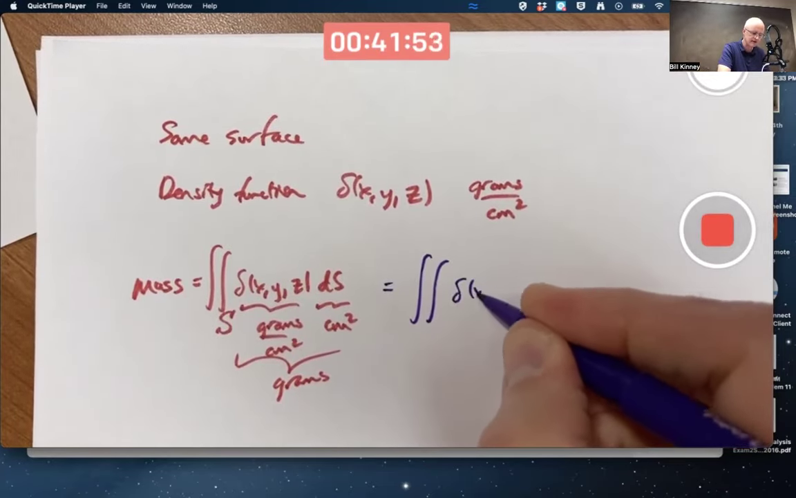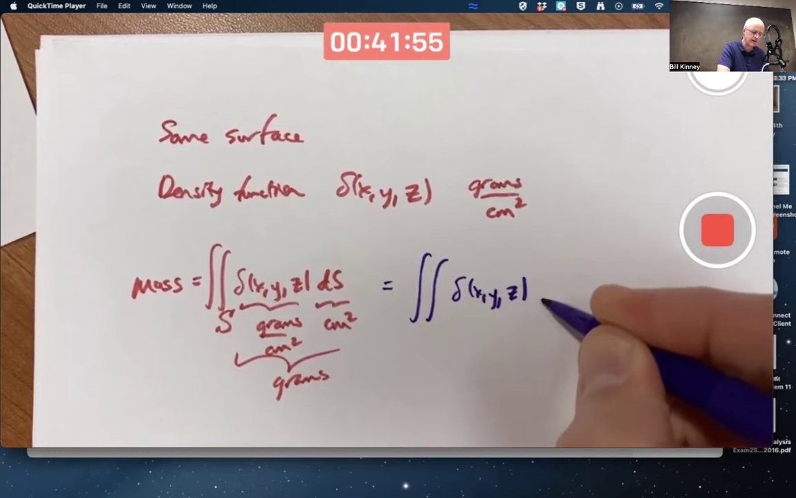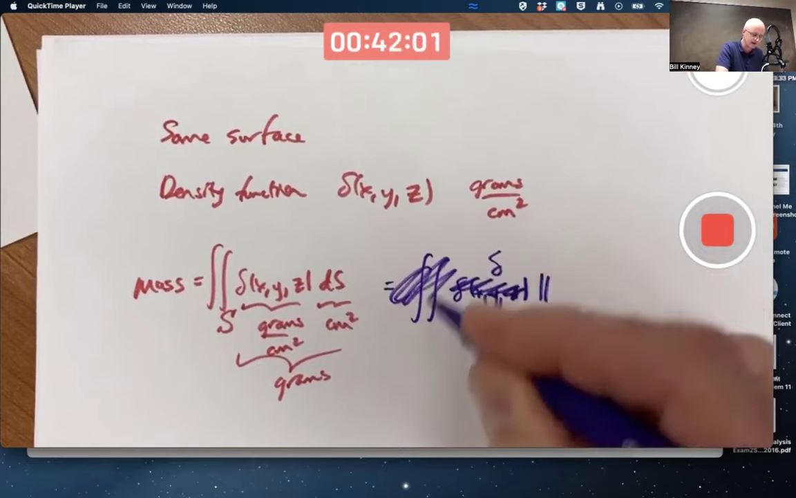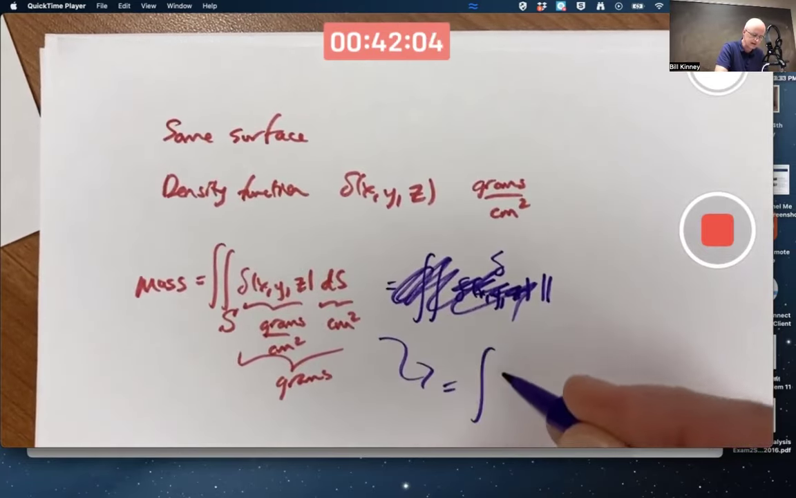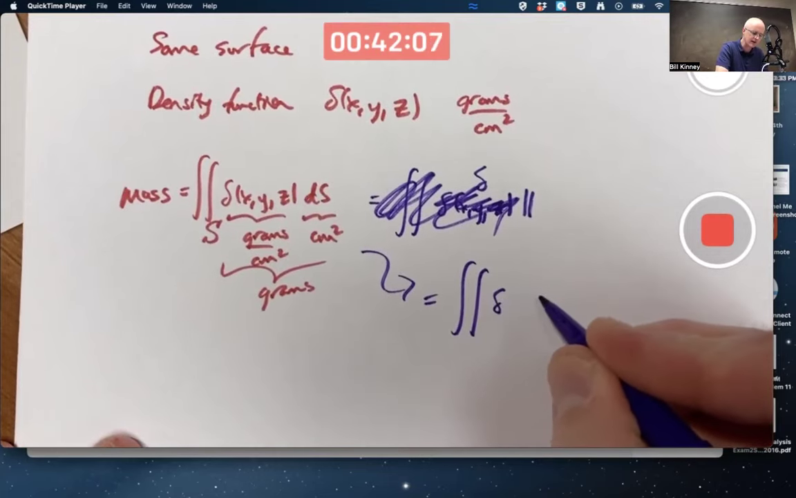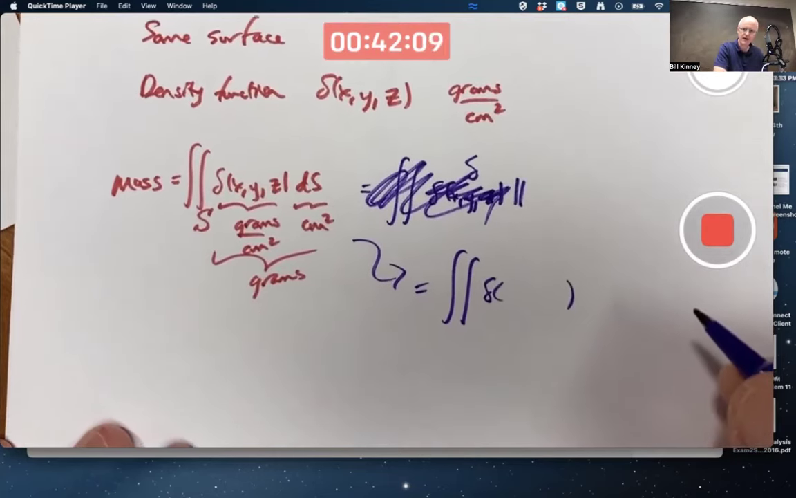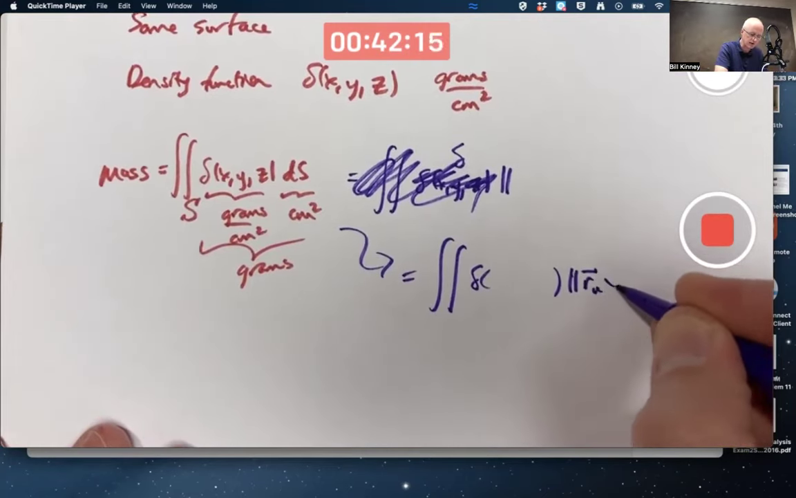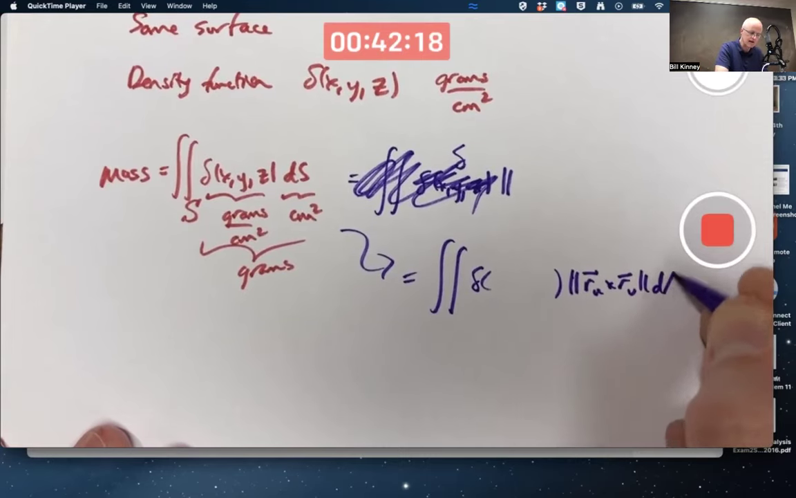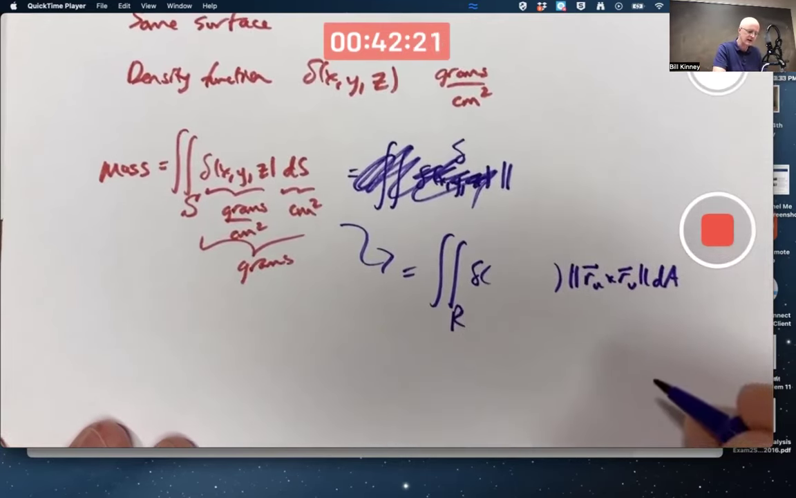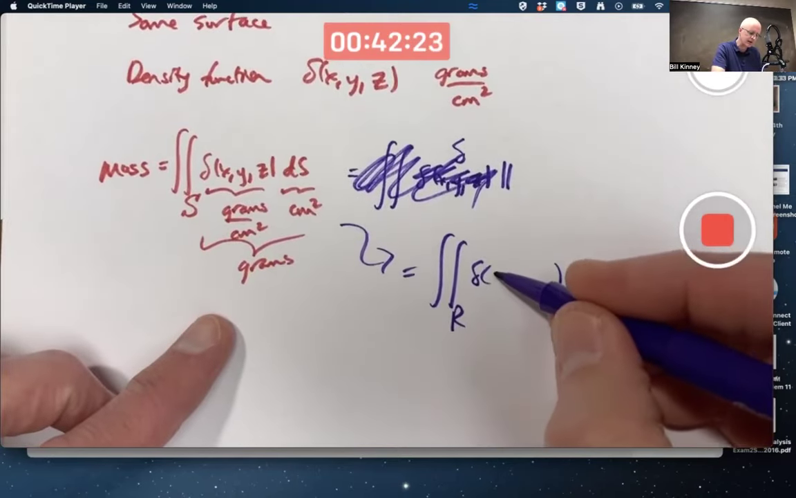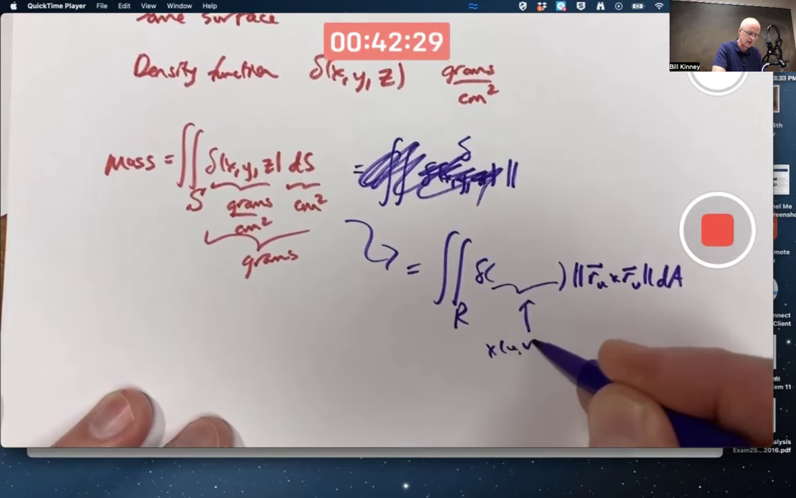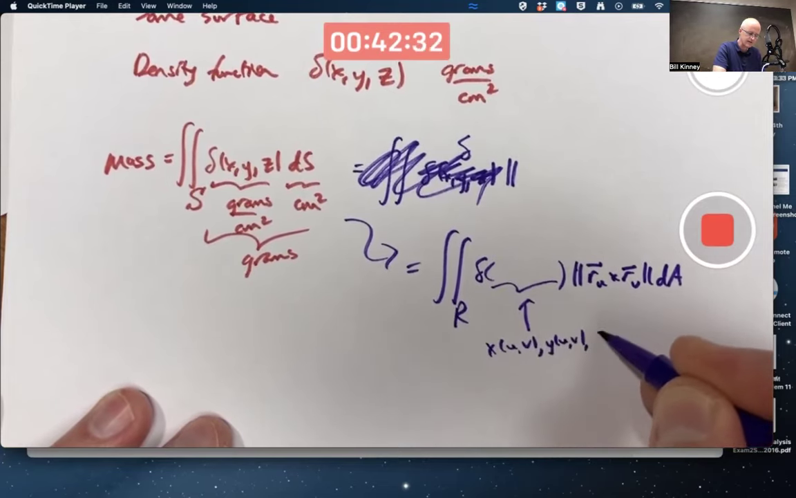You have to replace ds with, well, let's just write this as delta. Sorry. What's the least confusing way to write this? You have to integrate the function delta, leave some space for the inside of the parentheses. Replace the ds with the magnitude of Ru cross Rv dA over some rectangle in the UV plane. And x, y, and z need to get replaced with how they depend on u and v. What goes in there is x of uv, y of uv, and z of uv.